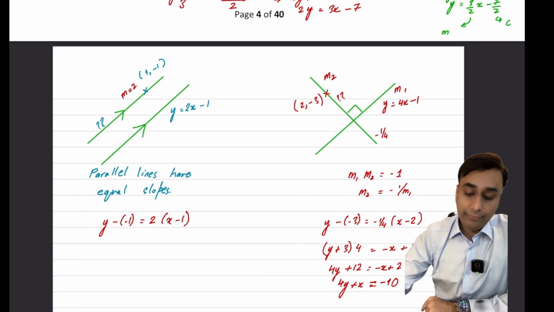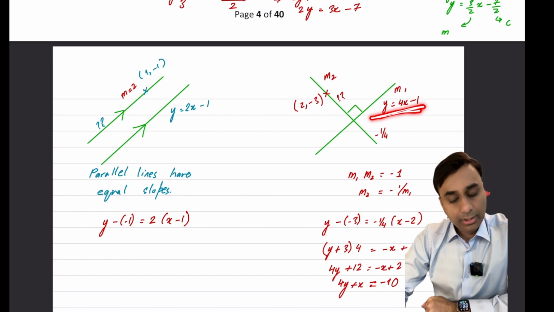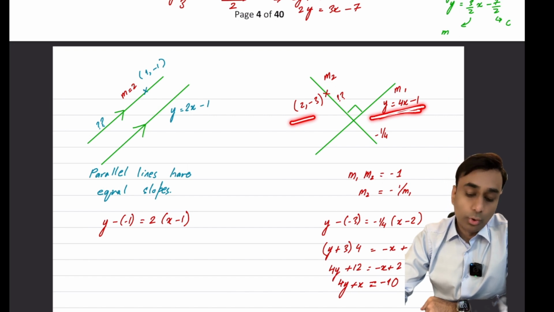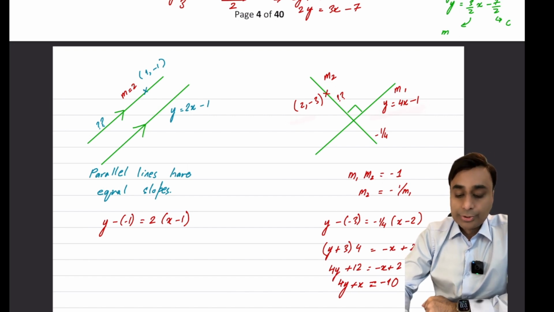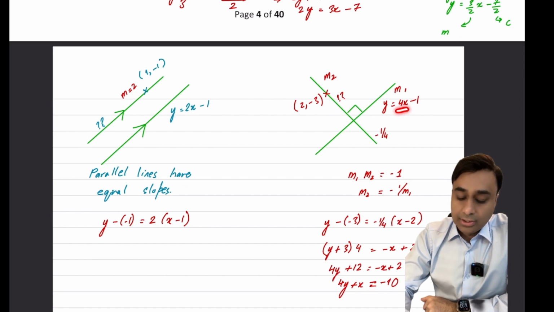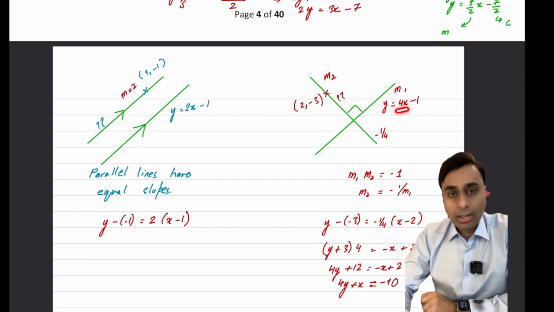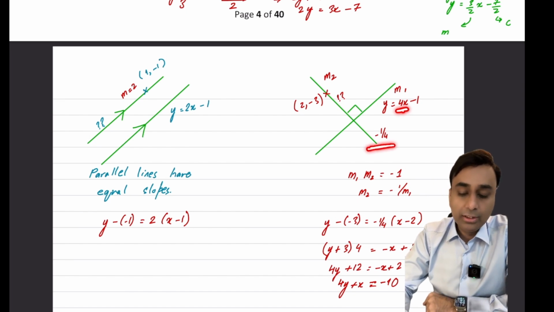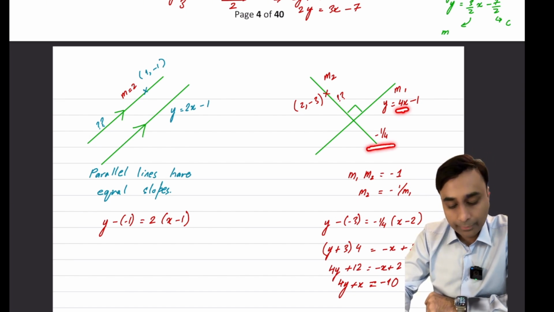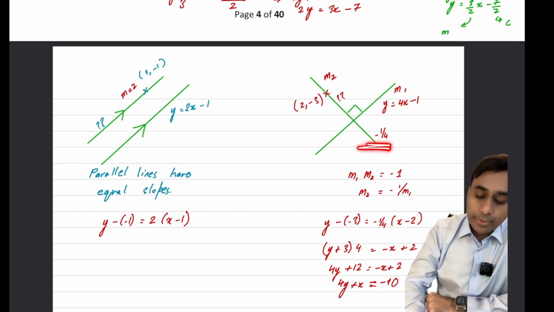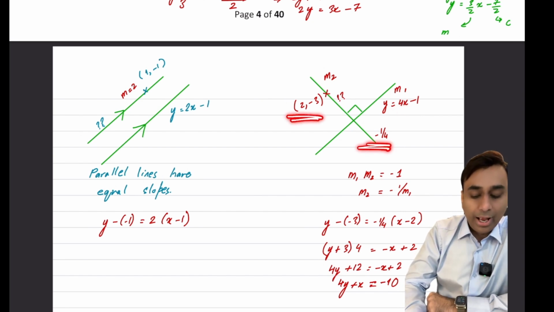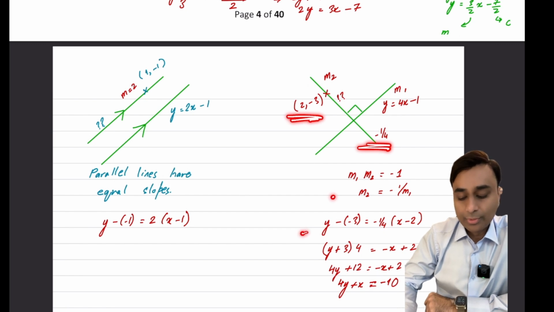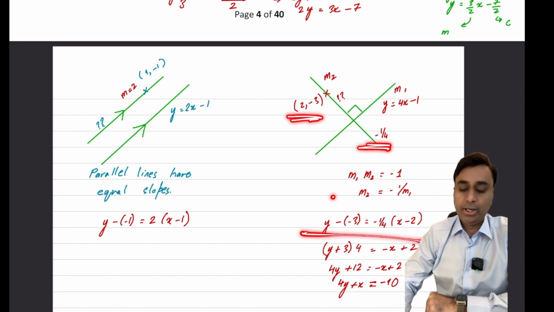Now, if I know the equation of one line, I need to find the equation of another line that's perpendicular to the first line, and I know it passes through a known point which is 2, minus 3. First I figure out that the first line has a gradient 4. I flip it over and make it negative, so the gradient of the perpendicular line would be negative 1 upon 4. Once I have the gradient and the point, I can use the formula to find the equation of the straight line.